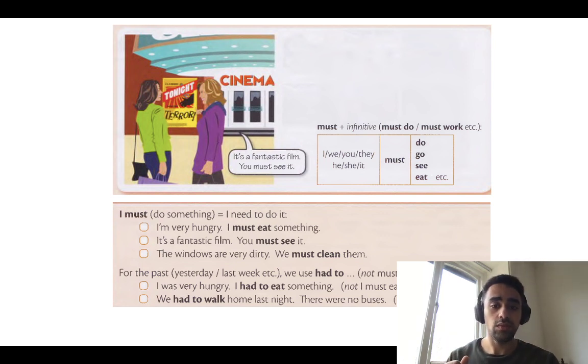In the past, we can't use must. So we use had to instead, because must is equivalent to have to. So the past of have to is had to. I will write it in a bit. So for the past, we say had to. Basically, I was very hungry. I had to eat something. And we had to walk home last night. There were no buses and we needed to go home. So we had to go home.